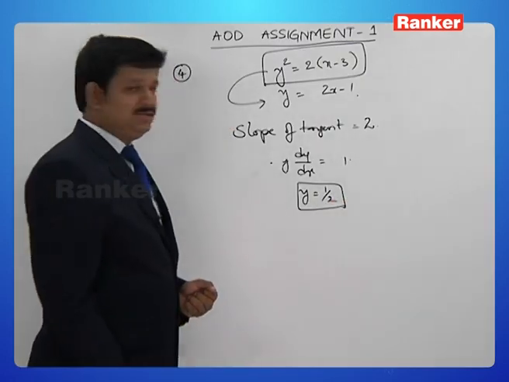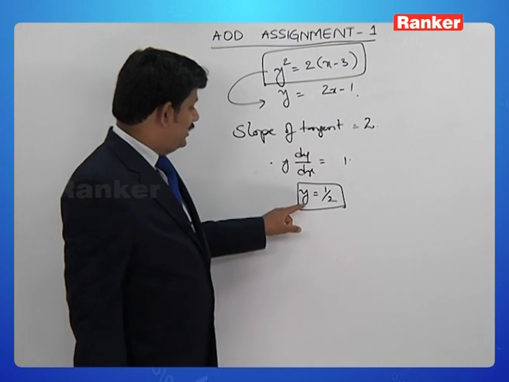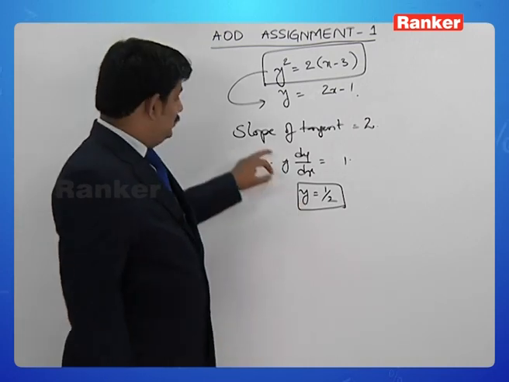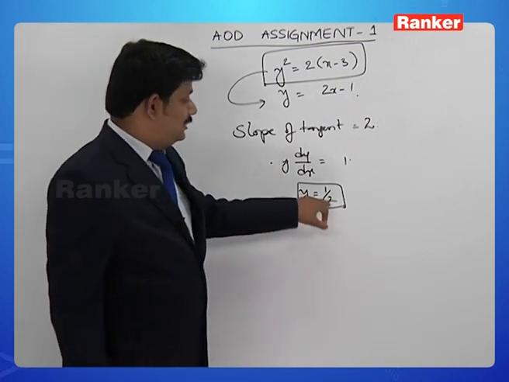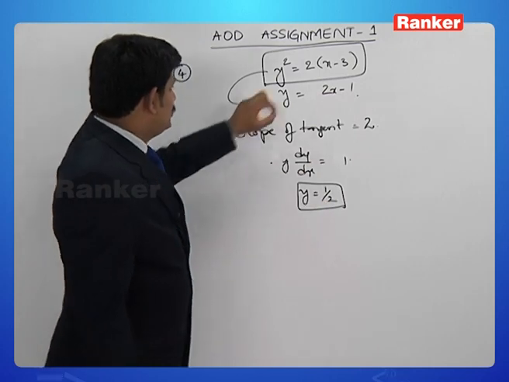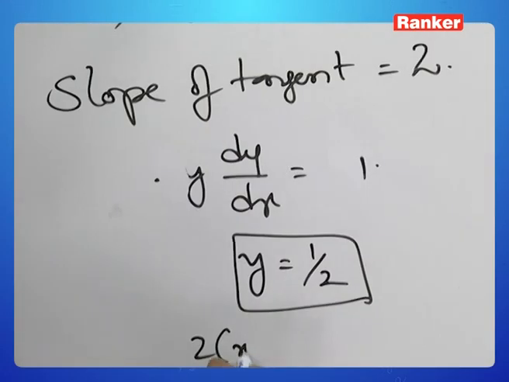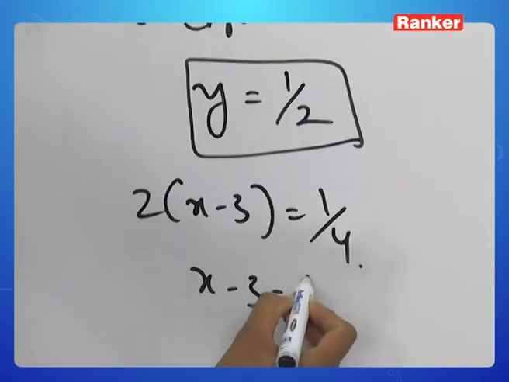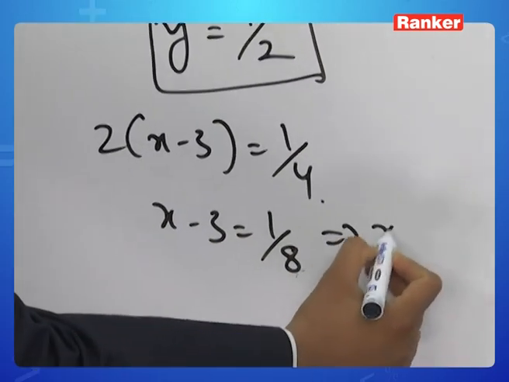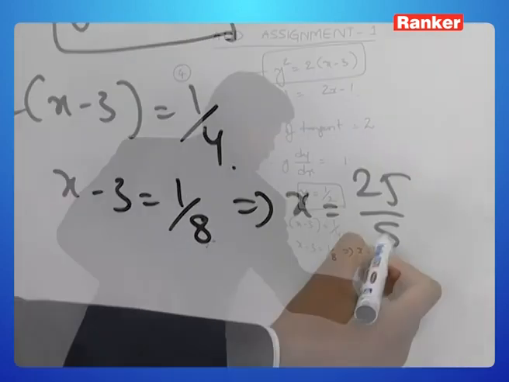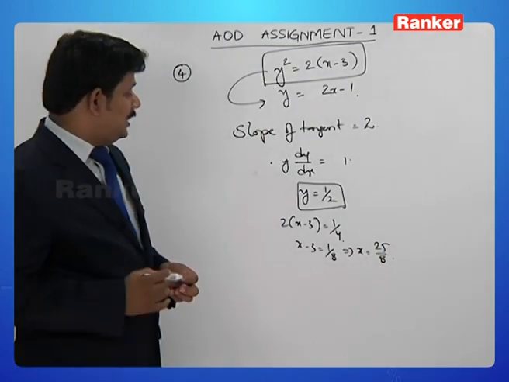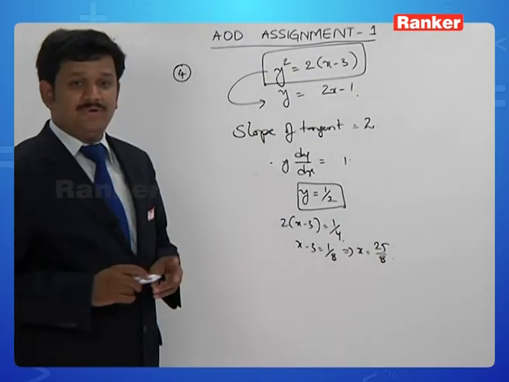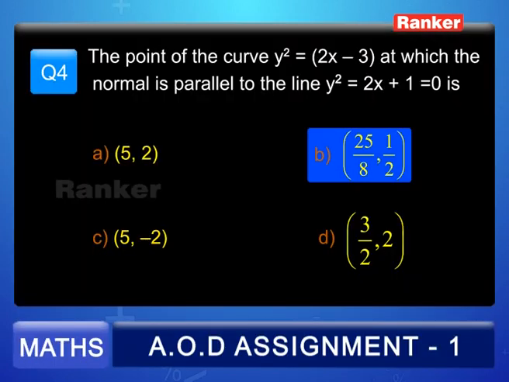So, the y coordinate at which we are finding the tangent is half, and substituting that, 2 into x minus 3 is equal to 1 by 4, or x minus 3 is 1 by 8, or x is 25 by 8. So, the coordinates of the point are 25 by 8 comma 1 by 4, which is option B.